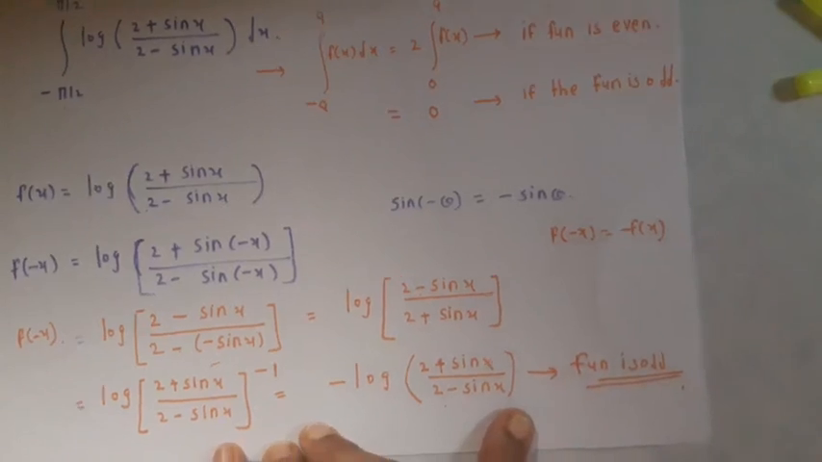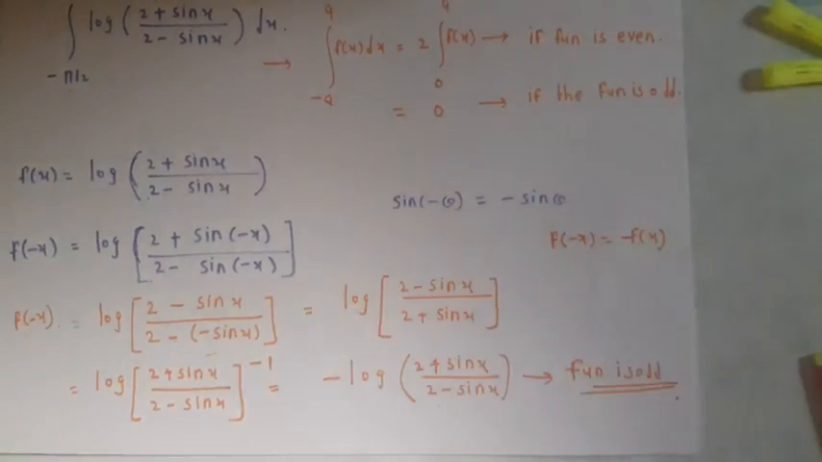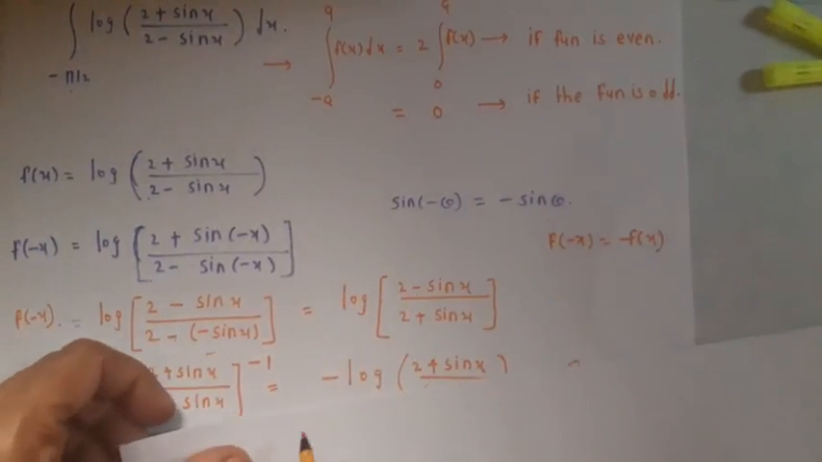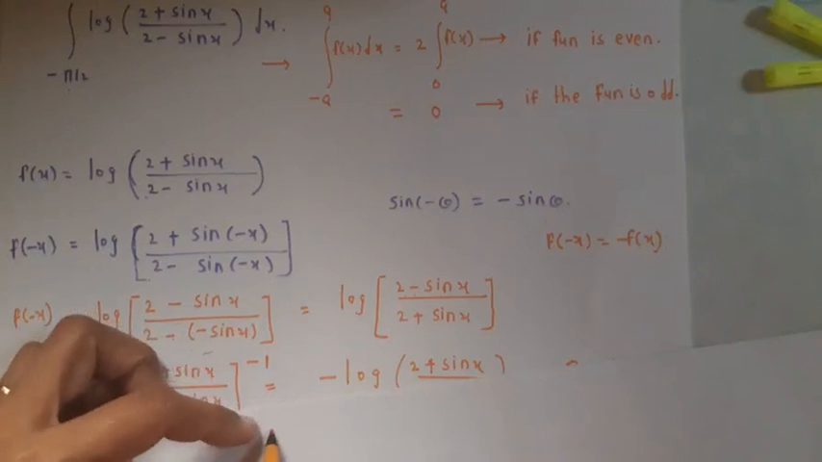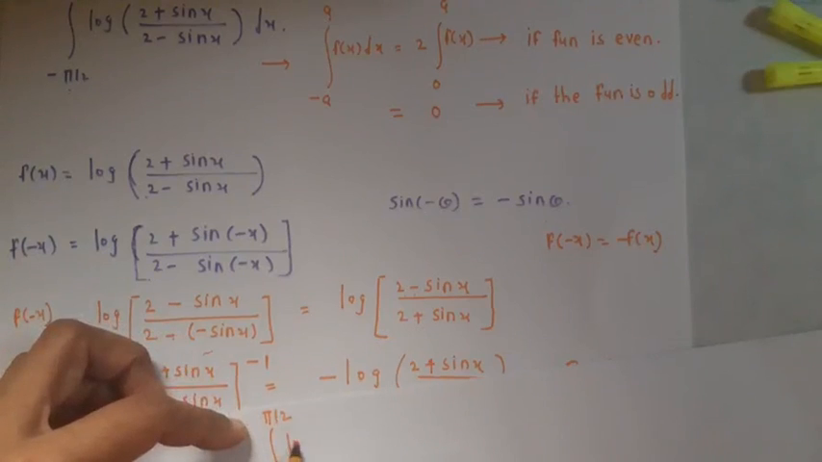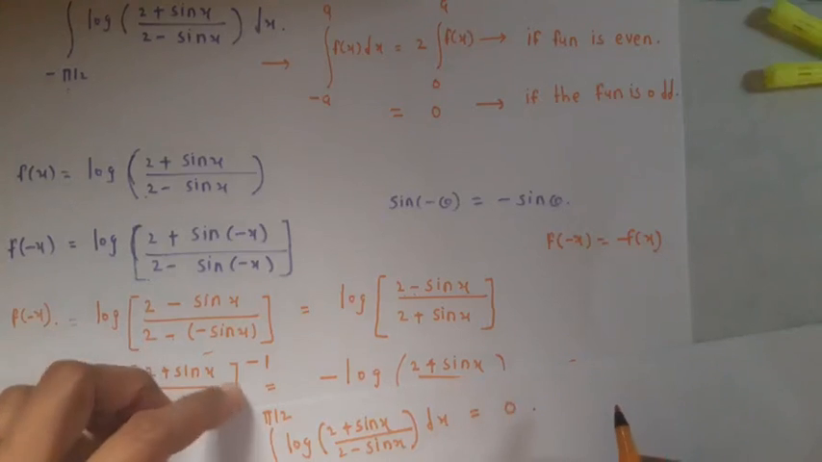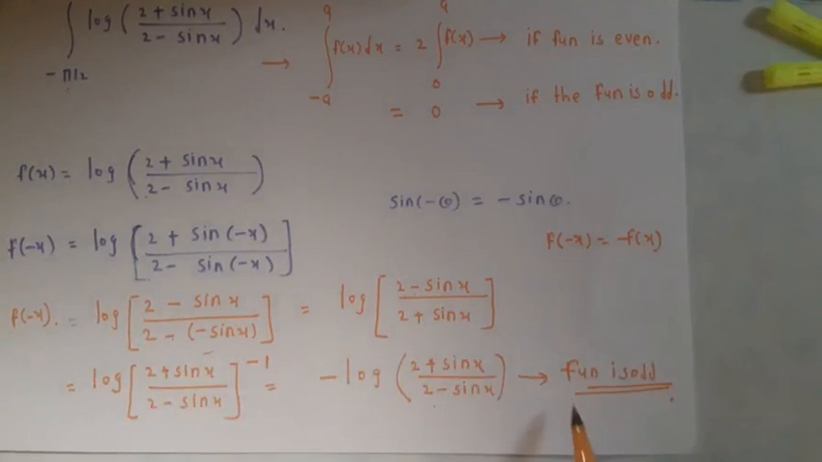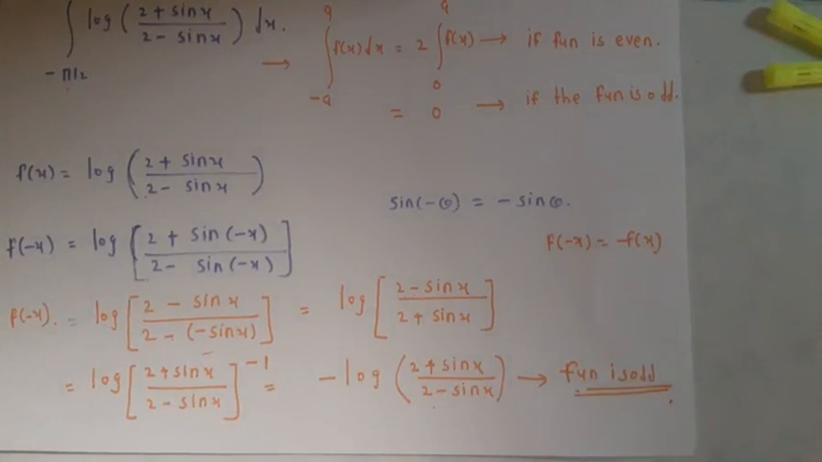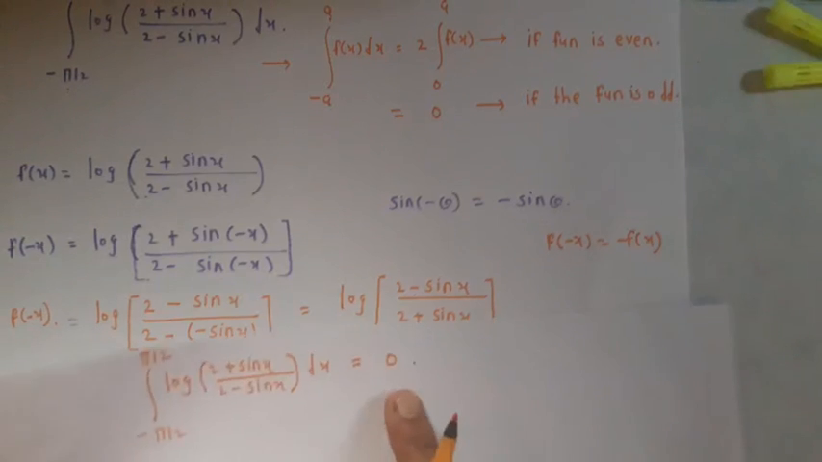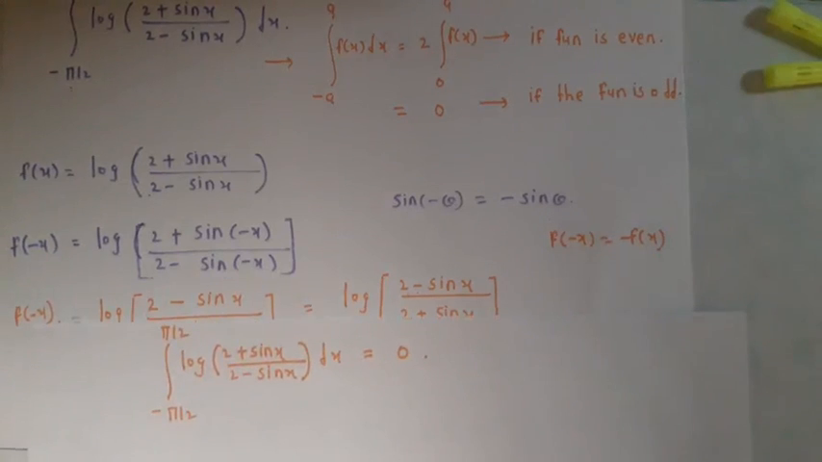And therefore it is not necessary to calculate the value. The integration from minus pi by 2 to plus pi by 2 of log of 2 plus sin x upon 2 minus sin x with respect to x equals 0 according to the odd function. As the function is odd, it is not necessary to calculate the value, and hence the integration's value is equal to 0 because the function is an odd function.